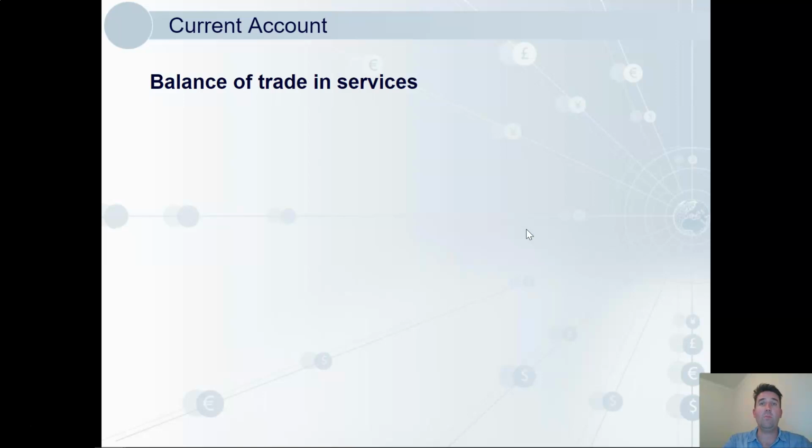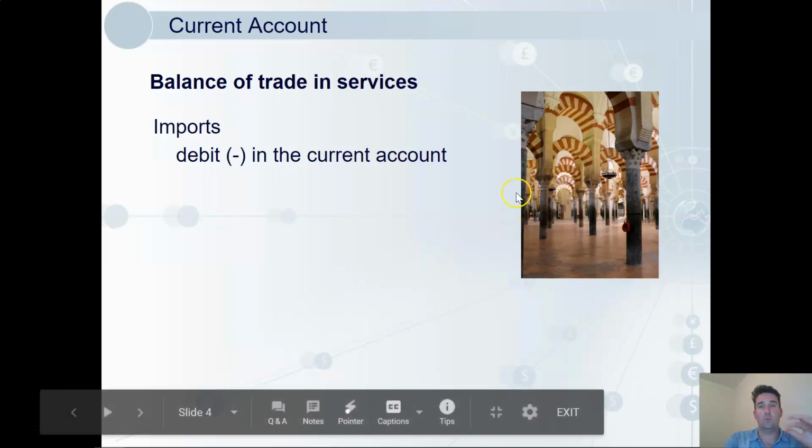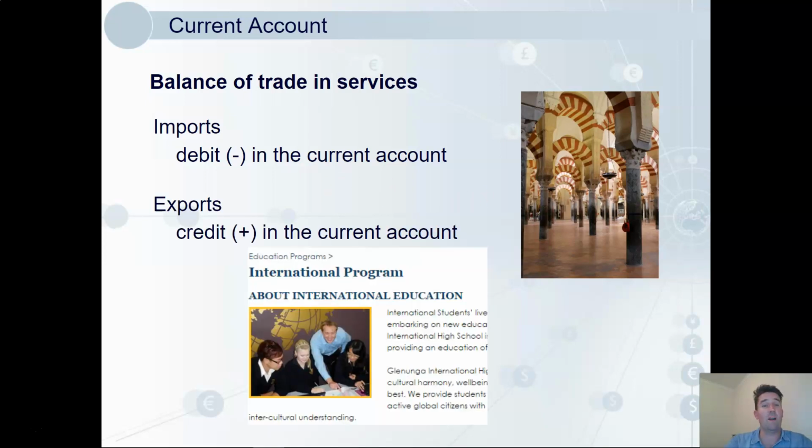Trade in services. An import of services occurs generally when we pay for services overseas. A common example is tourism. So when I paid to see this beautiful mosque/cathedral in Cordoba, Spain, it got entered as a debit or a negative in the current account because the money left Australia for overseas. Our biggest export by far is education. And if Sean's watching this, Glenunga International High School does take international students. When these students pay for high school, and many more do university, when they pay for that, it counts as an export and as a credit in the current account.